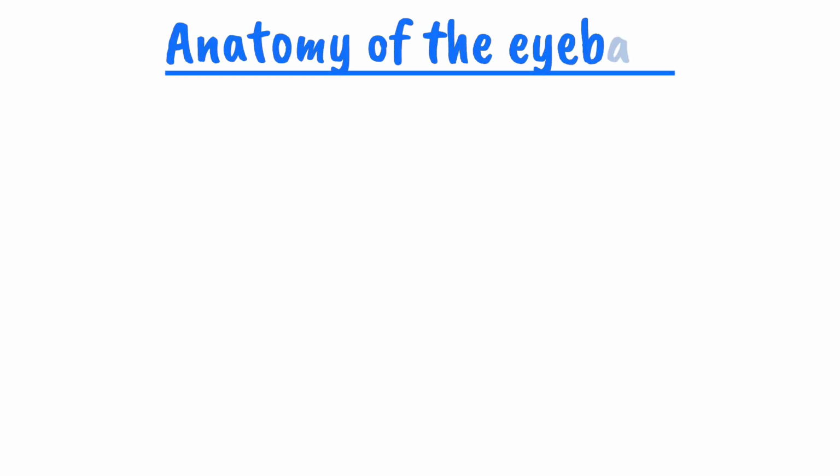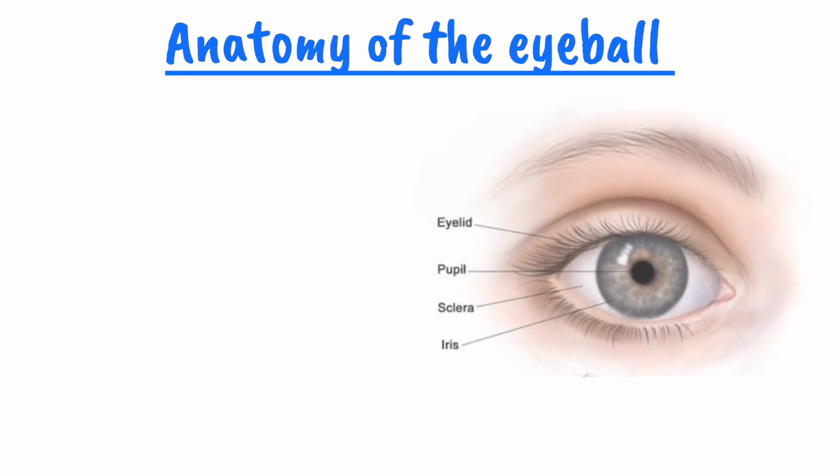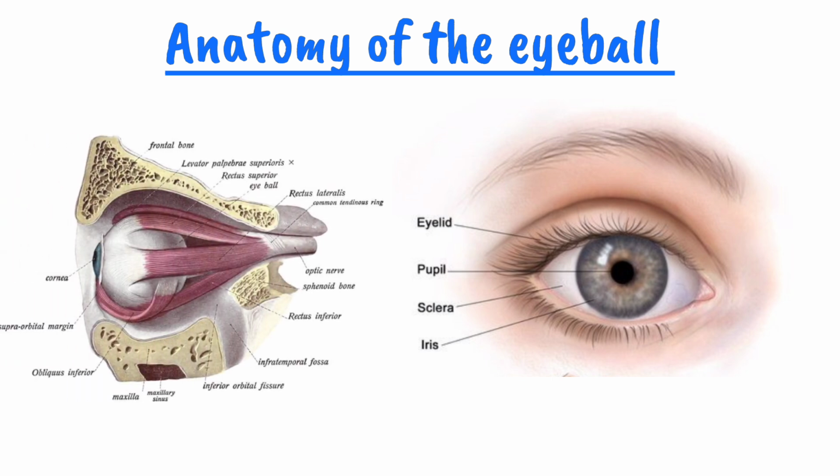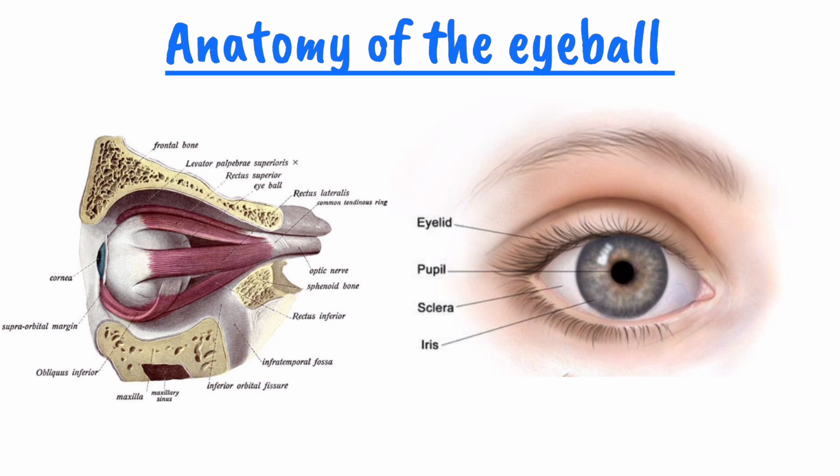Hi there. In today's tutorial, we'll dive into the fascinating anatomy of the eyeball, the spherical organ responsible for our sense of vision. This organ is housed in a protective bony cavity within the facial skeleton known as the bony orbit.